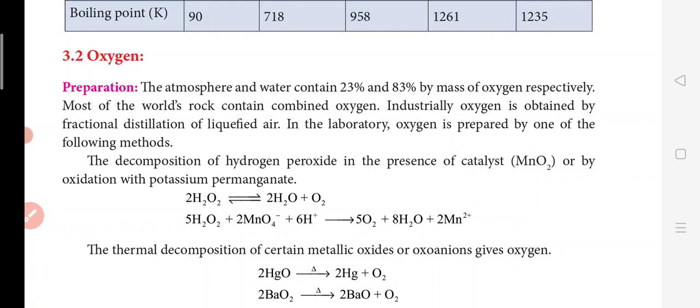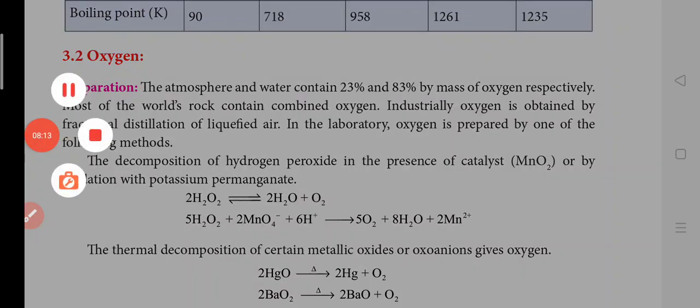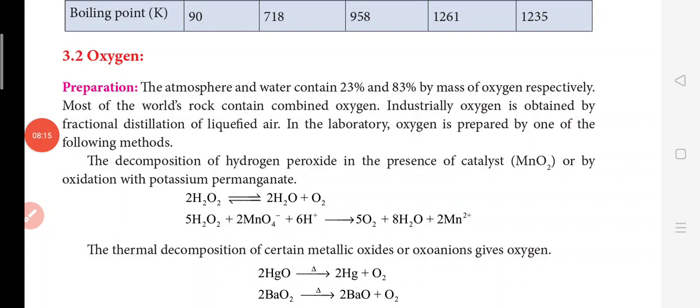Oxygen. First, its preparation. The atmosphere and water contain 23% and 89% by mass of oxygen respectively. And most of the world's rock contains combined oxygen. The rock itself is containing combined oxygen, and industrially oxygen is obtained by fractional distillation of liquefied air.